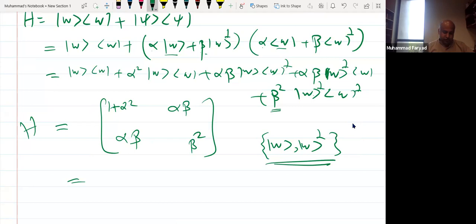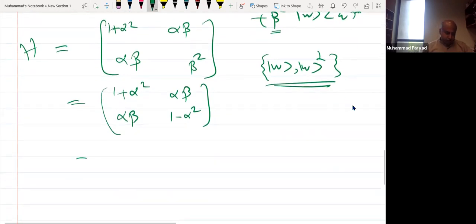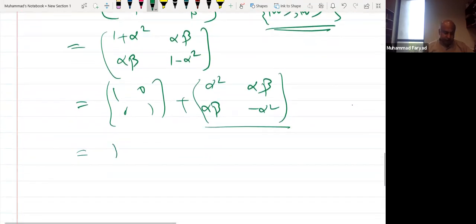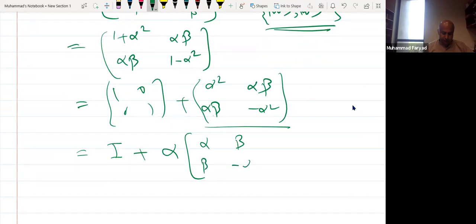And I can also write, for this beta square, 1 minus alpha square, because alpha square plus beta square is 1. So I can now separate it out and separate out this identity part here. And then I will have alpha square, alpha beta, minus alpha square. And I can take alpha common from this. So this is identity. So if I take alpha common, I get alpha beta, beta minus alpha, alpha beta, minus alpha.